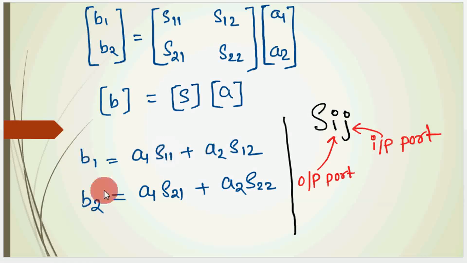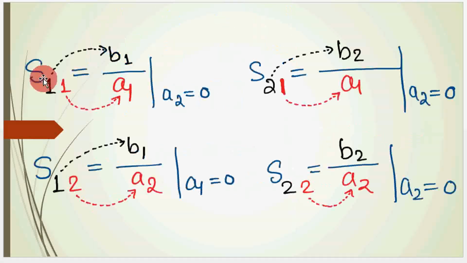That means reflected voltage as a function of incident voltage, and the parameters are S11, S12, S21, S22. Here in Sij, J represents the input port and I represents the output port. In all these four parameters, you always find this B by A ratio, and the B1 here comes from here, and this one comes from here.